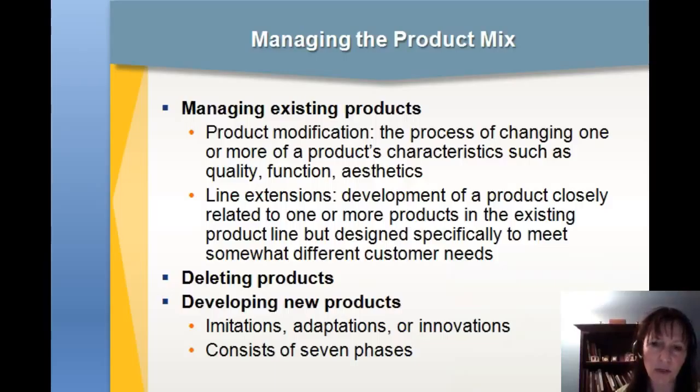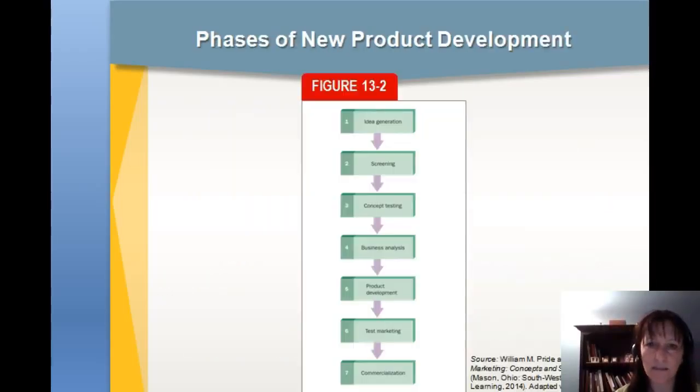When marketers think about managing the product mix, part of that is managing the existing products. What modifications might they make to better meet consumers' demands? What extensions of existing lines might they make? Things that are closely related to one or more existing products, but meet a somewhat different consumer need. They might think about deleting products, stopping offering a certain product because there's less demand for it, as well as developing new products to meet changing consumer demands.